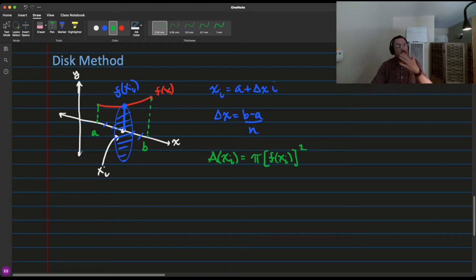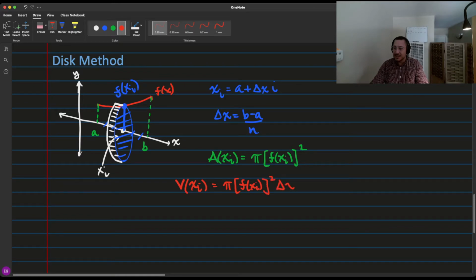Now, we're not interested in adding up areas, we're interested in adding up volumes. So what do I need to do to this circle? I need to extend it by some amount and basically make a cylinder. Now, how much am I going to extend this by? Is my question. Yeah, exactly. So your volume for that at xi is going to be the area, which is pi f of xi quantity squared times delta x.